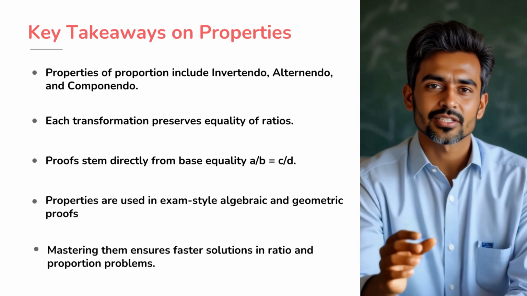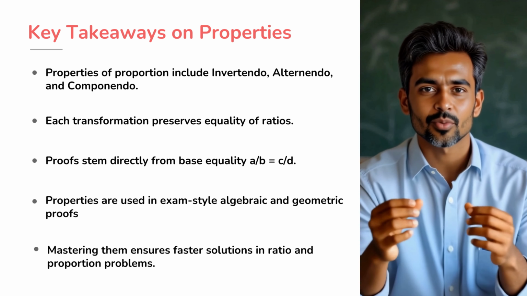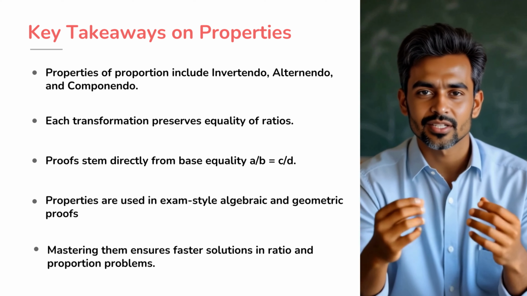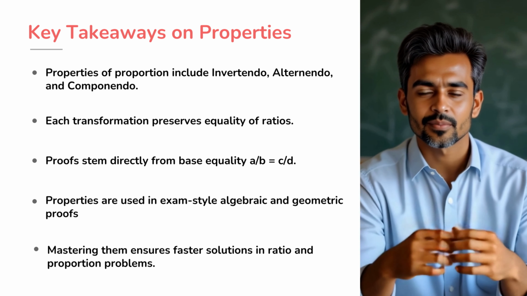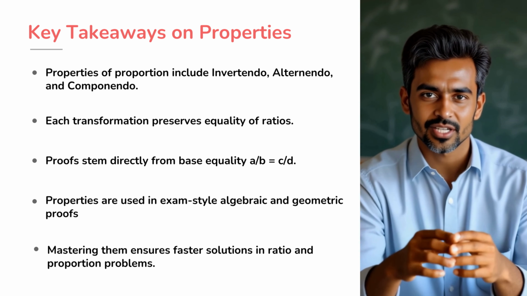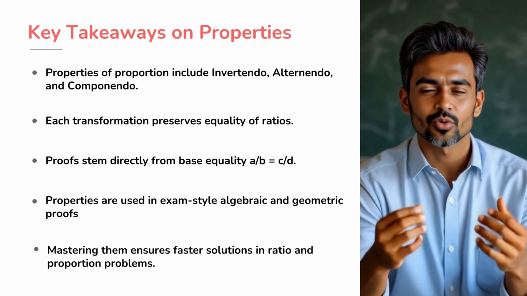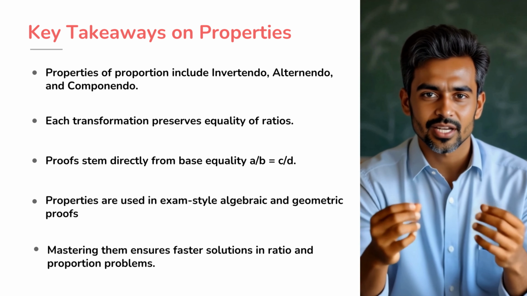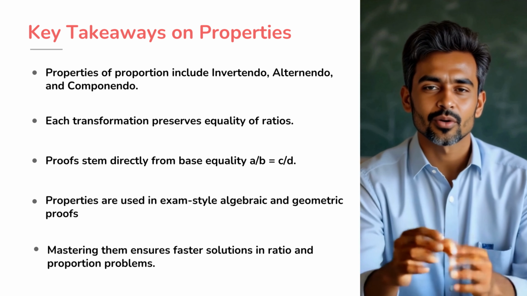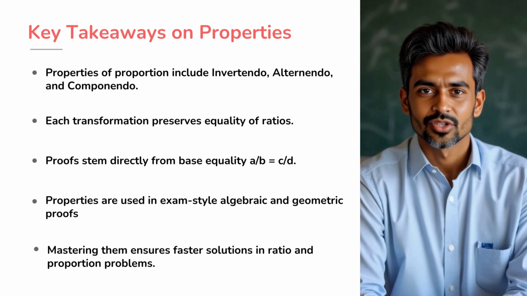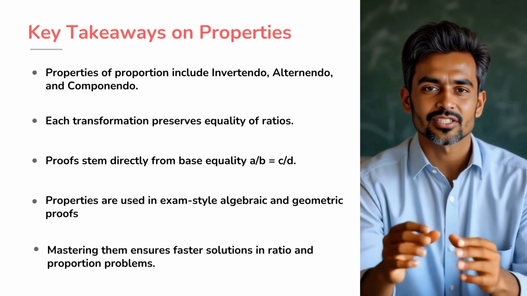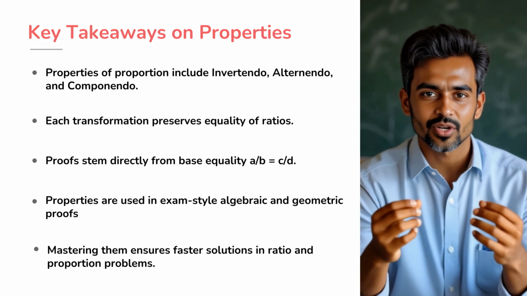So students, here's the recap. Properties of proportion. Invertendo, alternendo, and componendo are simple but powerful transformations. They preserve the equality of ratios and allow us to move terms around smartly. Whenever you see a proportion, remember, you can flip it, alternate it, or add it. These tricks are the shortcuts behind many exam questions.